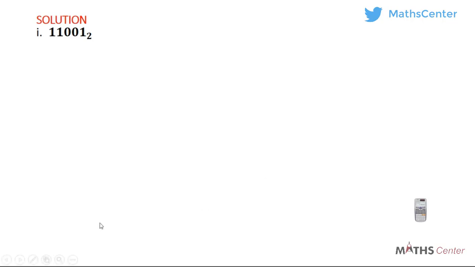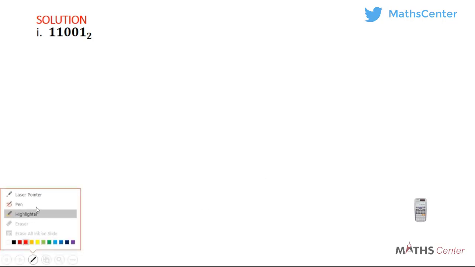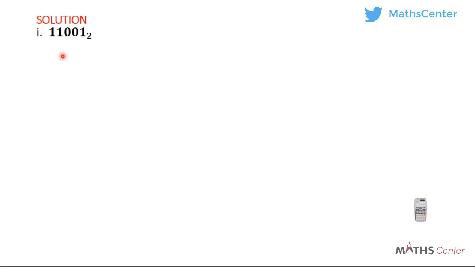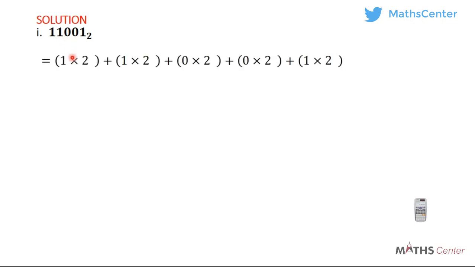Now, whenever you are given a number in a different base to convert to base 10, the first thing you need to do is to multiply each digit in the number with the base. Now, this is what I mean. You take the first digit and you multiply it with the base. Then you close the bracket, you bring the addition sign. You take the next one, you multiply it with the base, as you can see here.